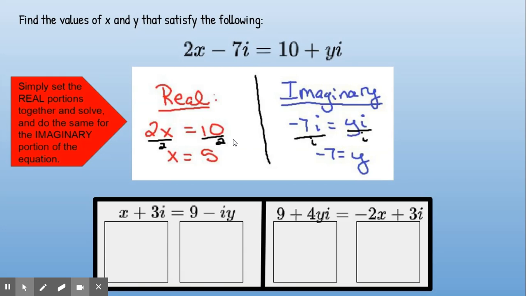So by splitting each into their proper components, you have a simple equation to solve. In this case, 2x equals 10. Those were my two real portions. They were the first ones written. And my two imaginary numbers, those were the i's. Set them equal to each other, and you solve, and you find what x and y equal.